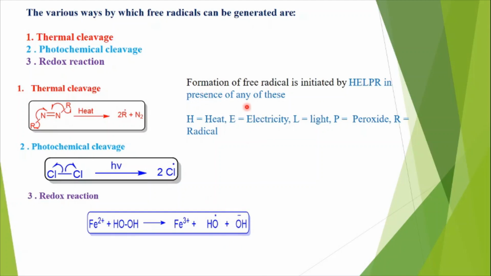Now the formation of free radicals is initiated by HELPER; in the presence of any of these, homolytic cleavage takes place. Now what is HELPER? HELPER is the long form of heat, electricity, light, peroxide and radical. So you can say that the bond breaking, the homolysis or heterolysis of the bond, takes place in the presence of these factors, that is heat, electricity, light, peroxide and radical.